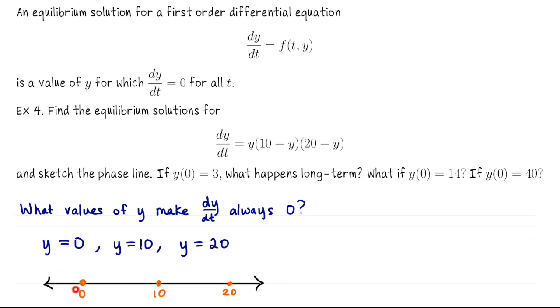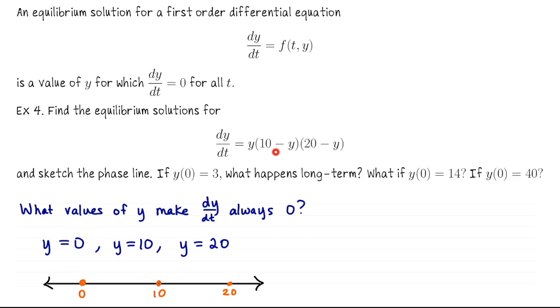Now, if we know the sign between 0 and 10 at one particular value, like 5, then we know it for the whole region. Because if dy/dt had changed signs again during this region, we would have picked up another equilibrium solution. So you just need to find one representative sign for everything between 0 and 10. All right, if I plug in 5, we get positive, positive, positive.